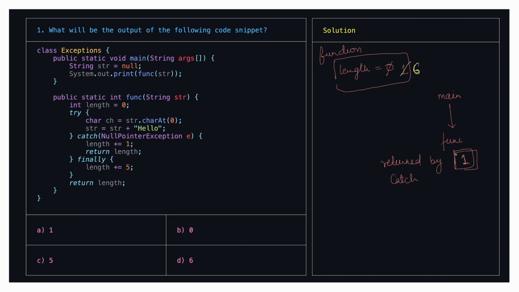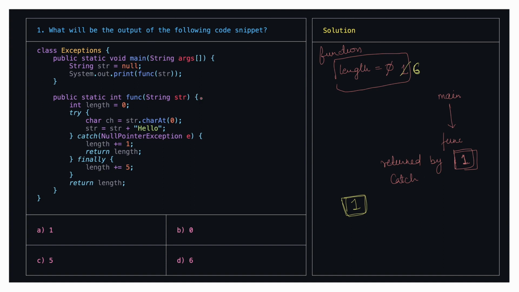But the value returned to this function is still 1. That means the value returned in this case will be 1 only, and hence the value printed will be 1 only. So the output in this case will be 1 only, right?